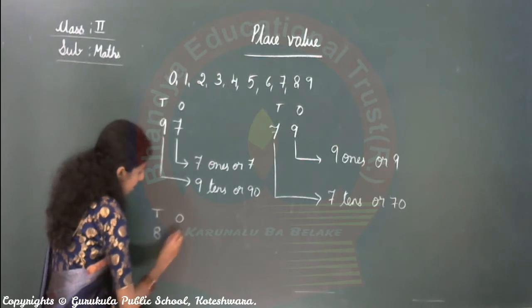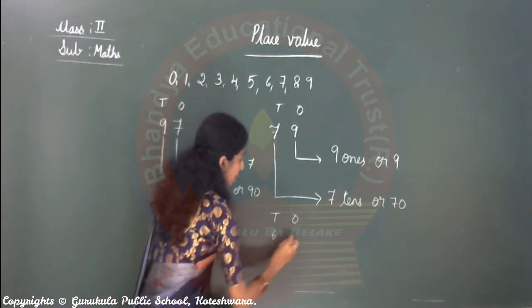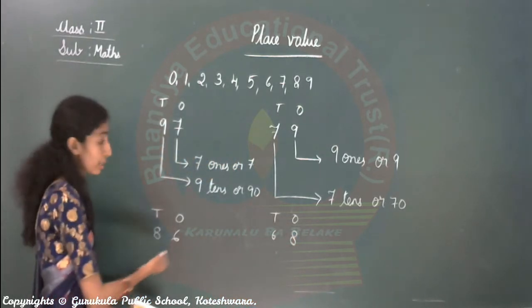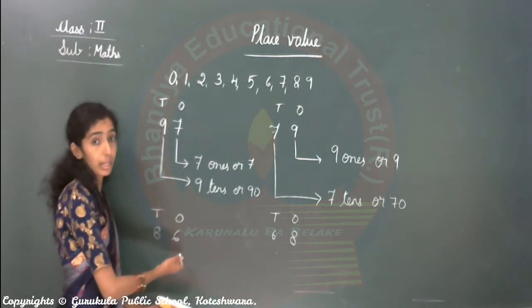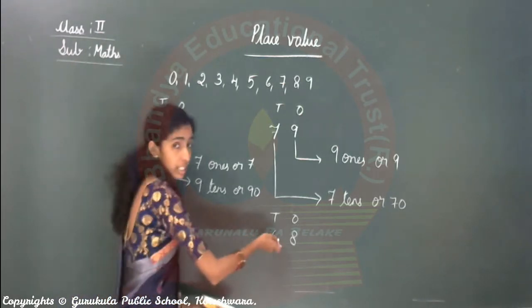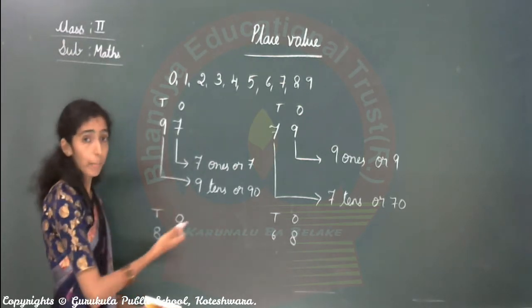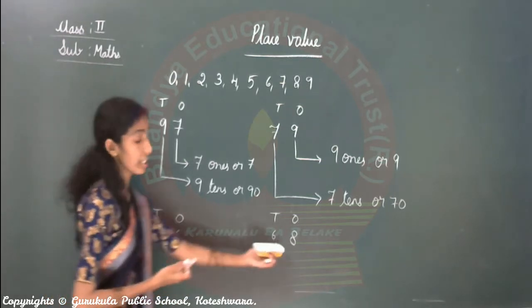See, 86 or 68. See, the digit is the same, but the number is different. The number names are 86 and 68. But the digits are the same: 8, 8, 6, 6. But the number name is different. It is 86, it is 68.